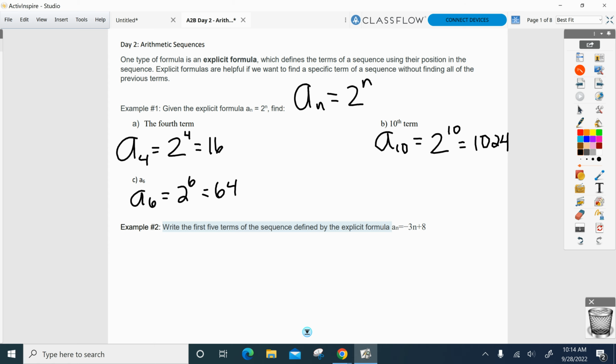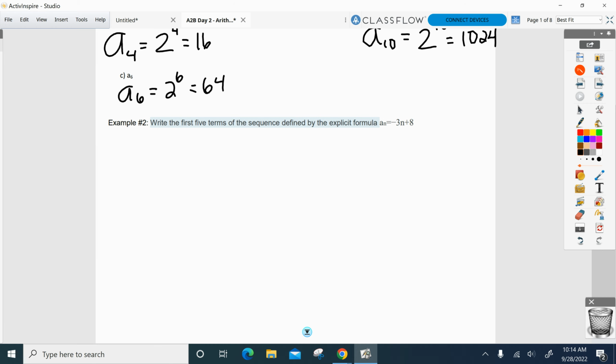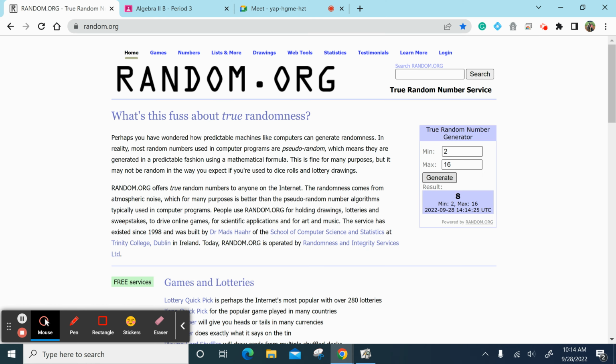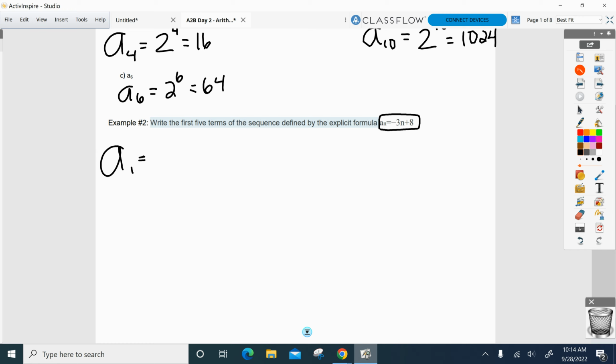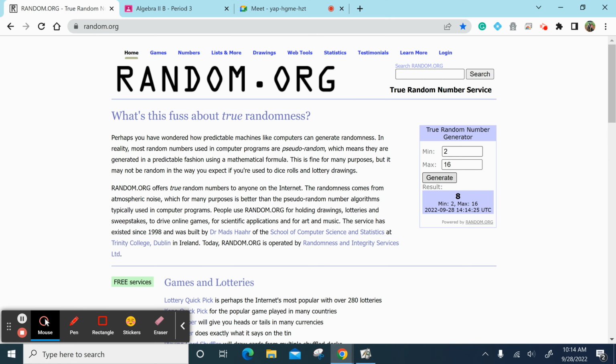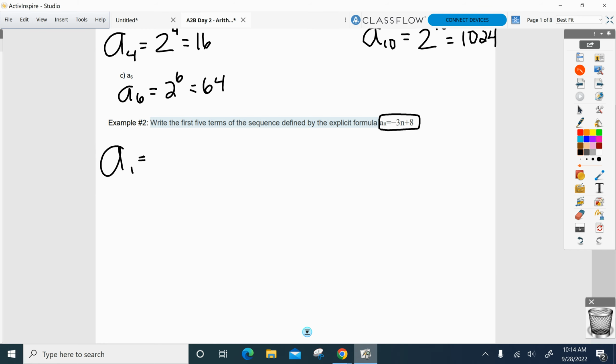Wouldn't that only work for that though? I need to give you the formula though. That's the thing. Like in this next one, here you go. New explicit formula. A sub n equals negative 3n plus 8. And I'm looking for the first 5 terms. So how would you find the first term here now?